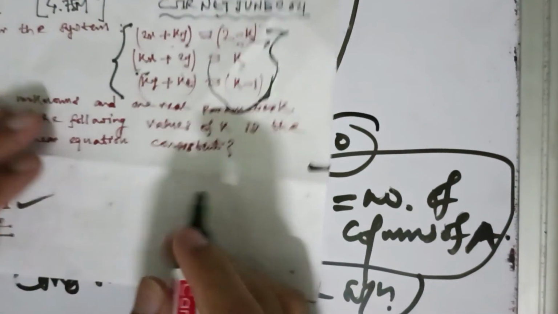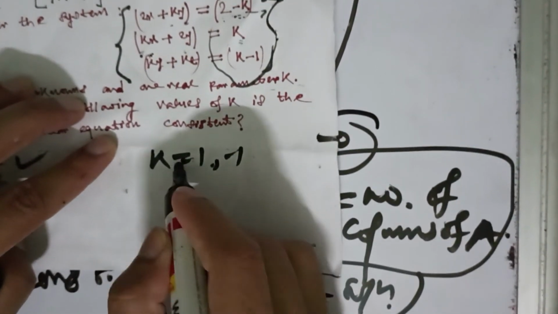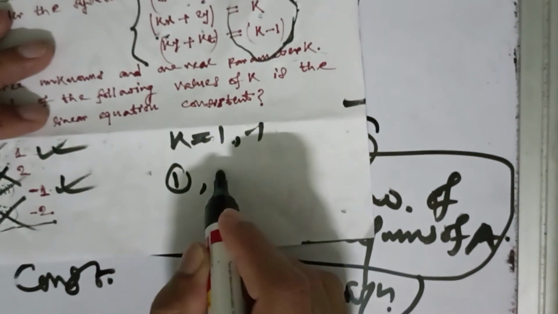Okay, so in this question the values of k may be 1 or minus 1. The correct options are option 1 and option 3. So option 1 and option 3 are the correct options for this question.